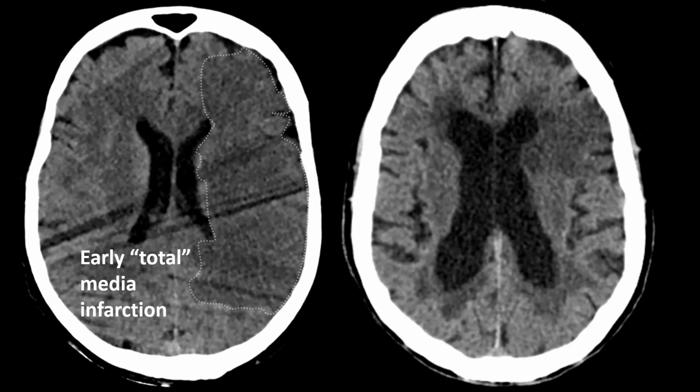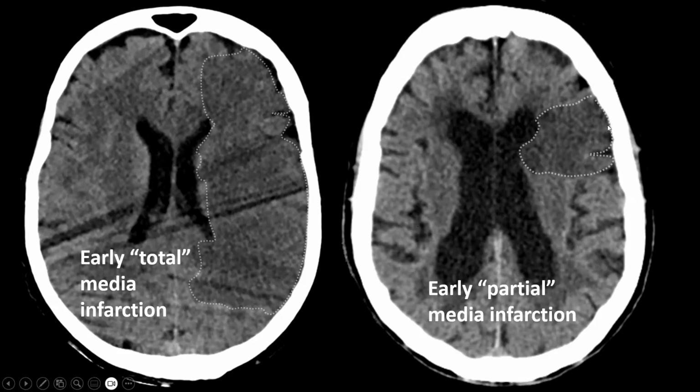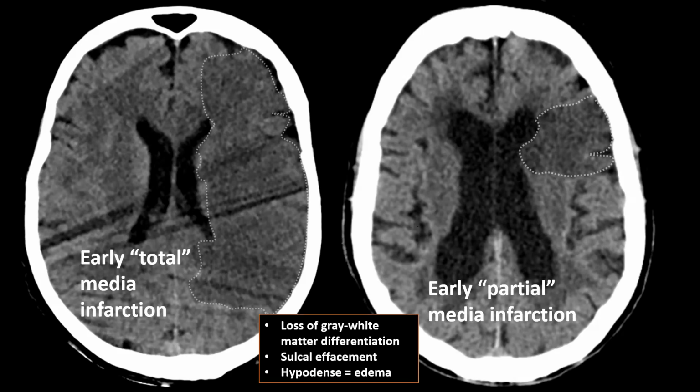In some cases, the infarction can be located in the territory of a smaller, more peripheral artery. In that case, self-evidently, not the entire territory of the middle cerebral artery or one of the other main arteries of the brain will be involved, but only part of the brain. Here we see a hypodense region located in the left frontal lobe with absent gray-white matter differentiation. This was an early partial media infarction due to occlusion of a branch of the left middle cerebral artery.